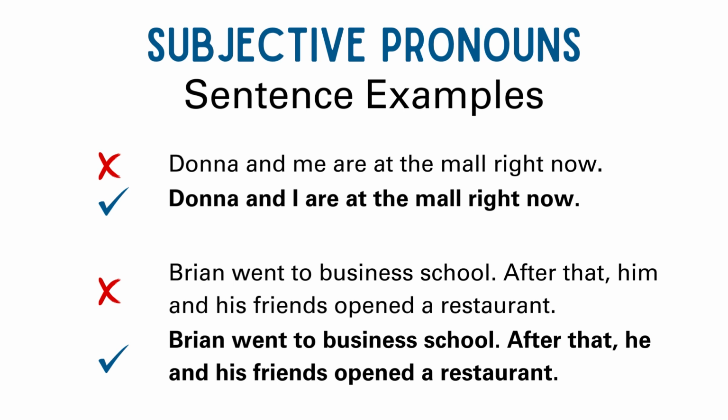What's wrong here? It's because Donna and the other person are the subjects, so the pronoun to be used should be a subjective pronoun. We know that me is an objective pronoun, so using that in this case is incorrect. Instead, we use I, and the correct sentence should be Donna and I, not me, are at the mall right now. Let's analyze the next pair.